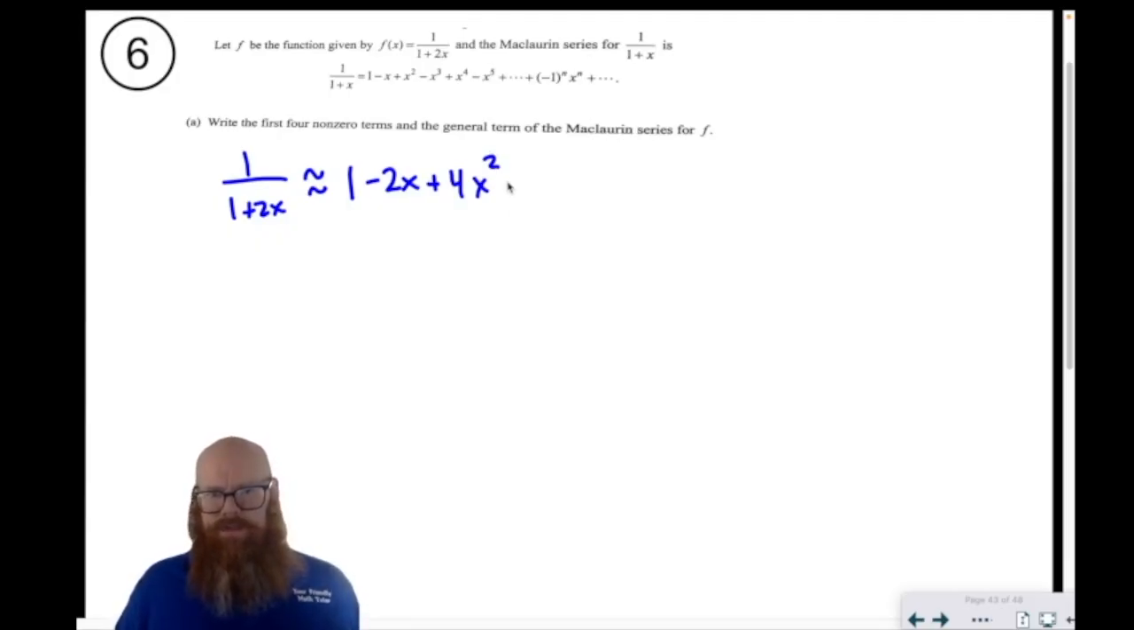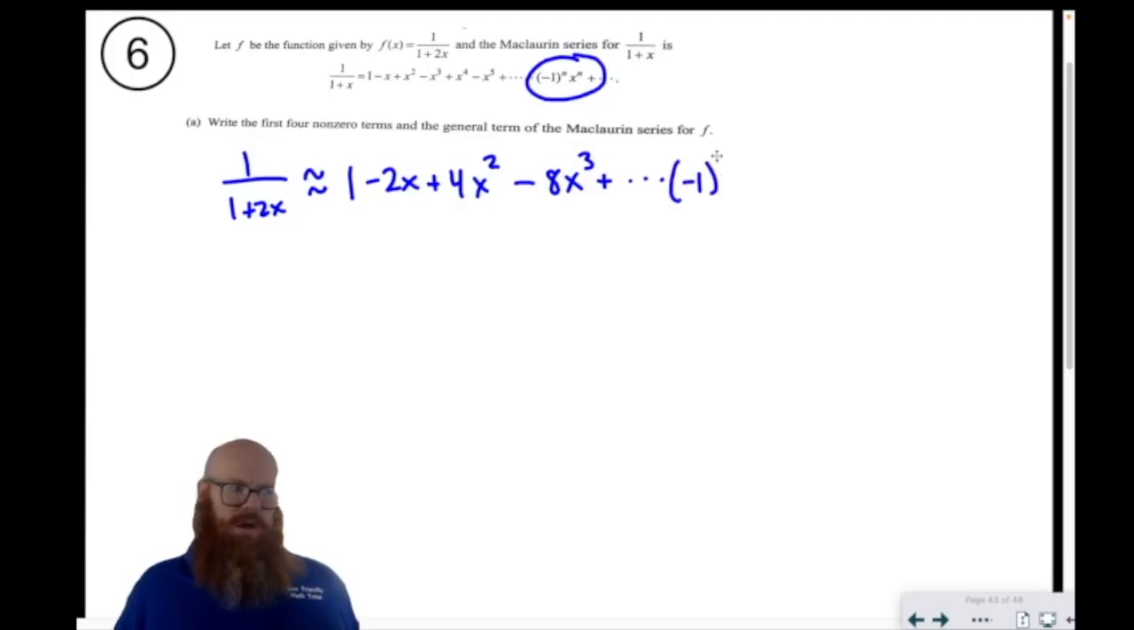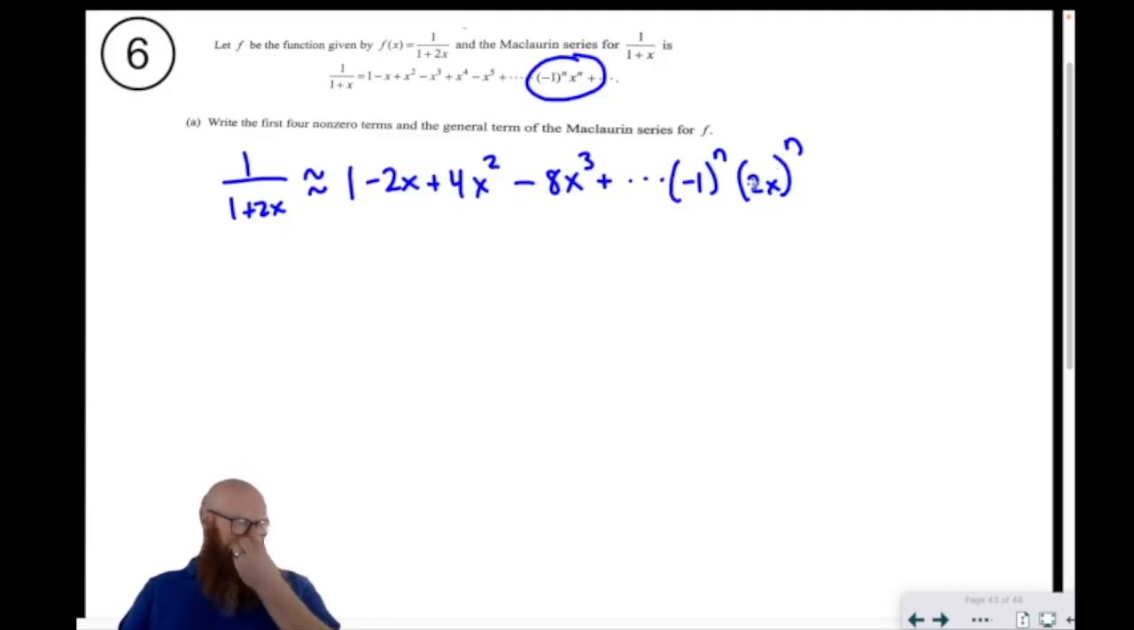And then if I do the next term, the fourth term, that is minus x cubed. Well, if I cube 2x, that becomes 8x cubed. And then if they want the general term, I'm going to say plus dot dot dot. The general term is negative 1 to the n, and I'm just, again, replacing x with 2x. So I have 2x to the n, which you could write 2 to the n, x to the n. That's totally fine, but I think that this is also acceptable.